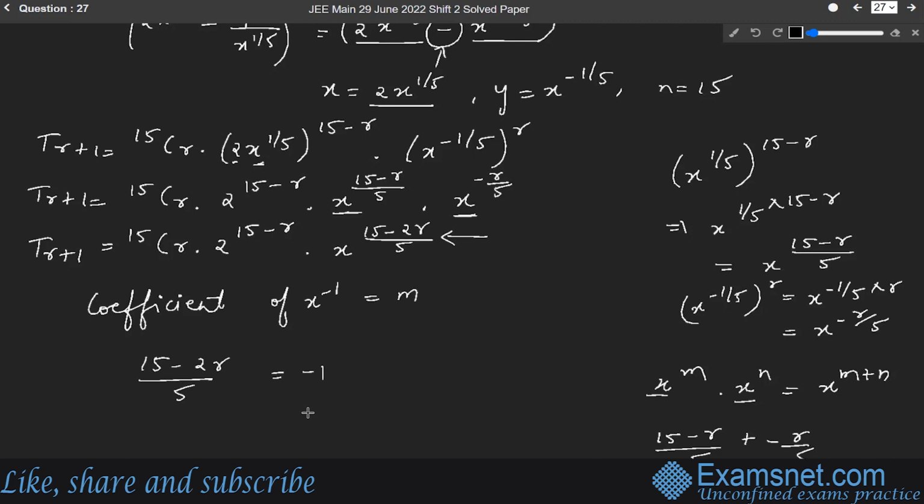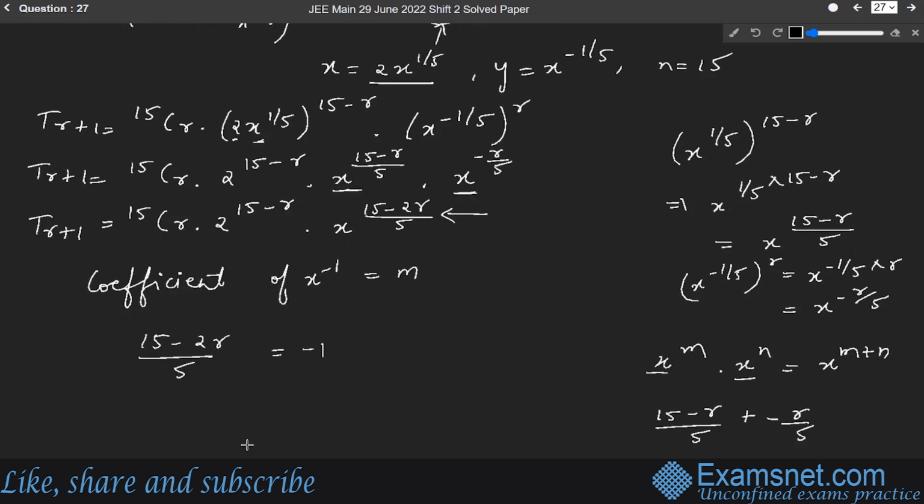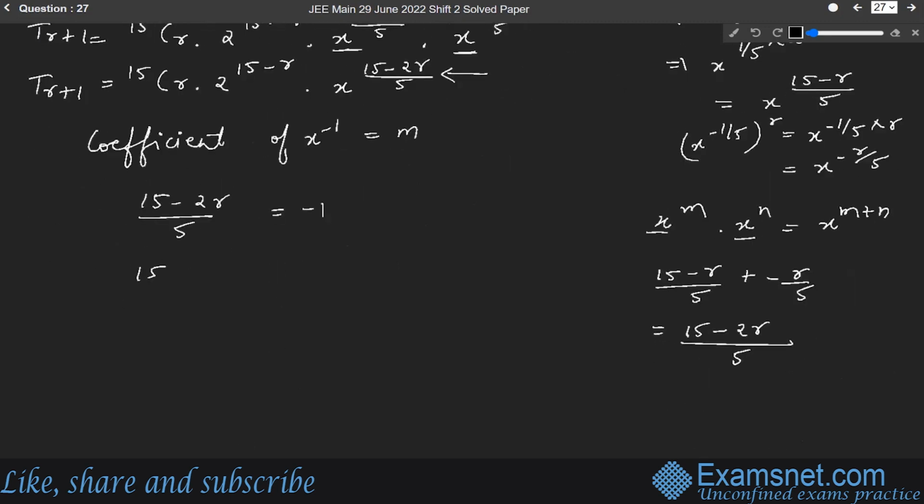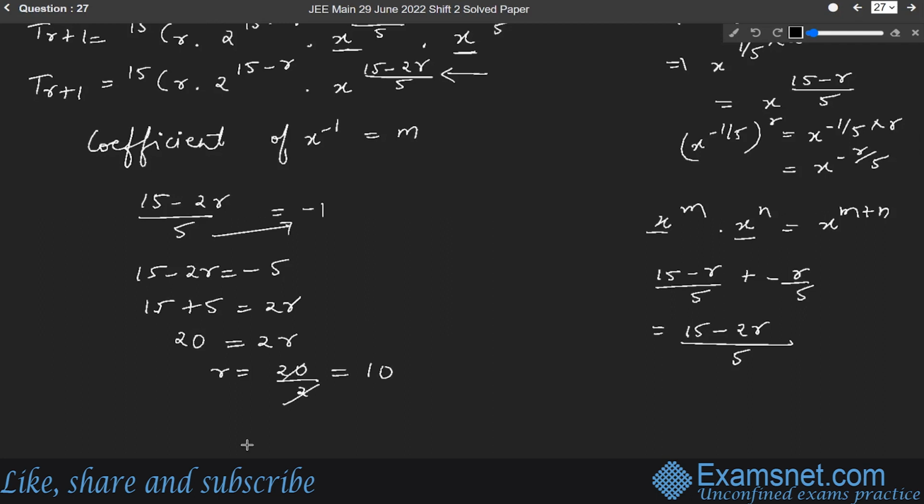So we have an equation here. Now let us do one thing. Let us cross multiply. So if we cross multiply, we have 15 minus 2r is equal to 5 into minus 1, that is minus 5. So 15 plus 5 will be equal to 2r, right? What is 15 plus 5? 20. 20 will be equal to 2r. So r will be equal to 20 upon 2. So what is the value of r here? We have r is equal to 10.